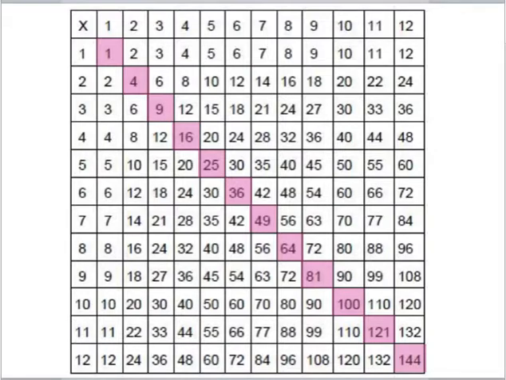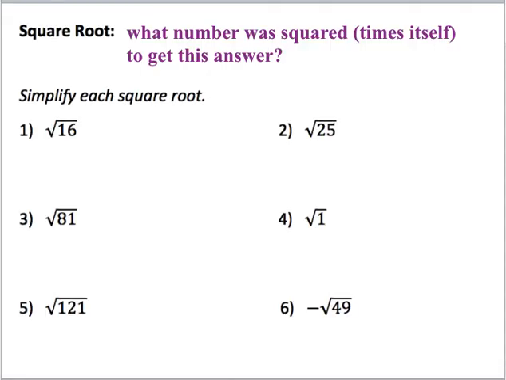Now, square roots are defined as a symbol that tells you to figure out what number was squared to get this particular number as an answer. A square root symbol looks a little bit like a division symbol, but with a little edge on the end, a little hook, like a fish hook.